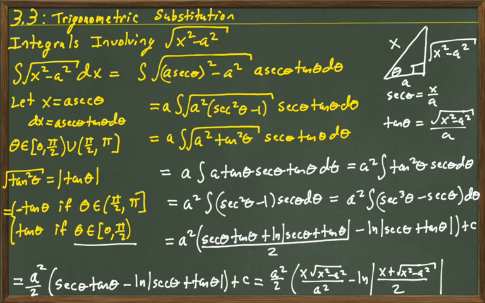That should be an a, not a 2. Okay, and plus constant of integration, all right? And so that's our antiderivative.